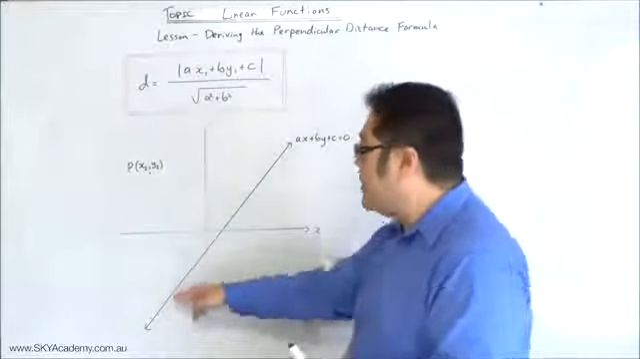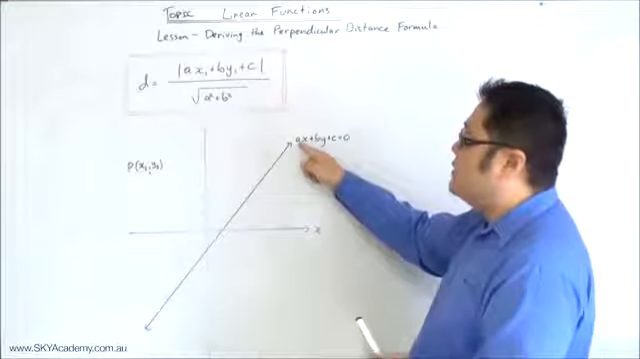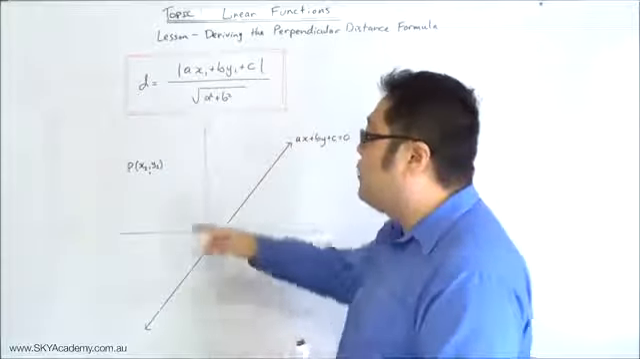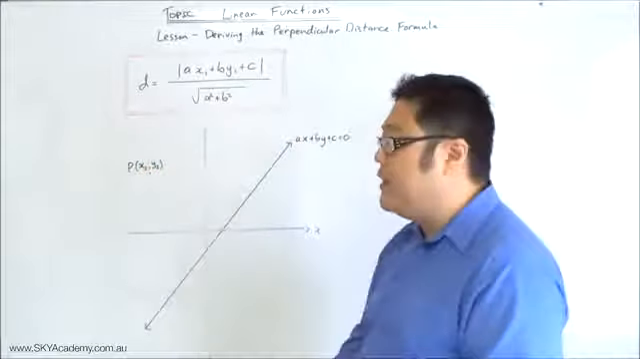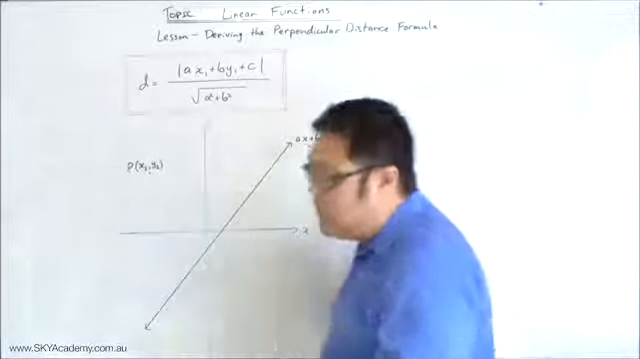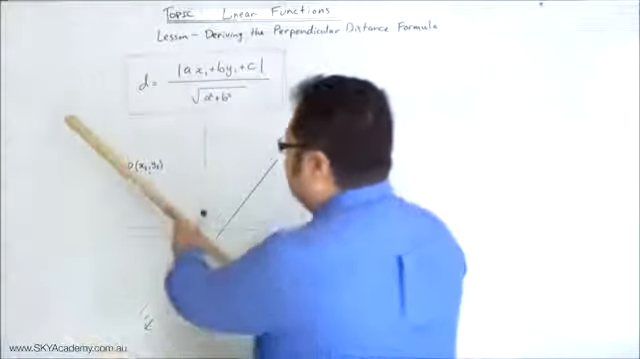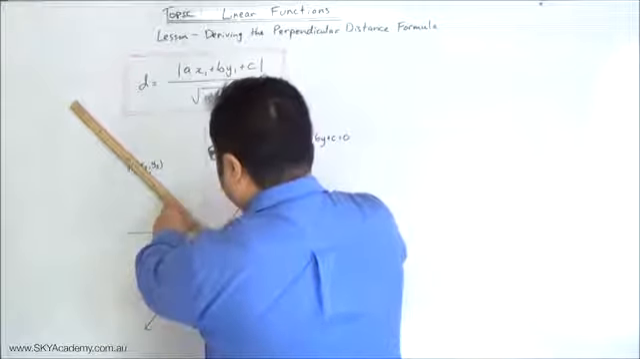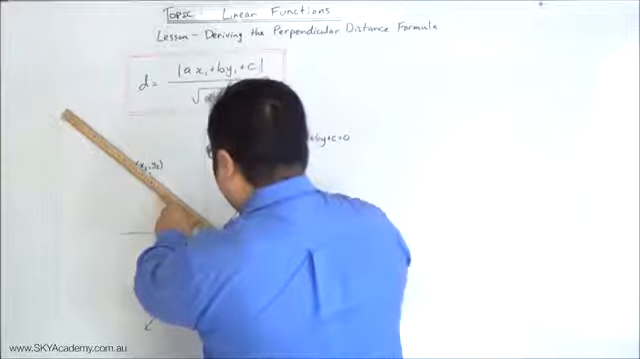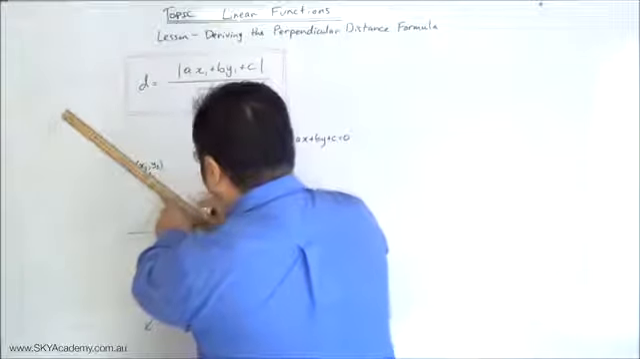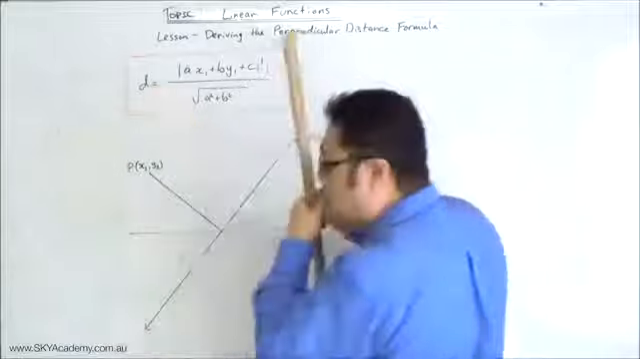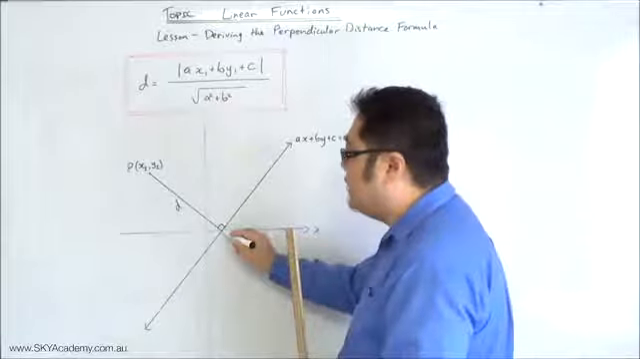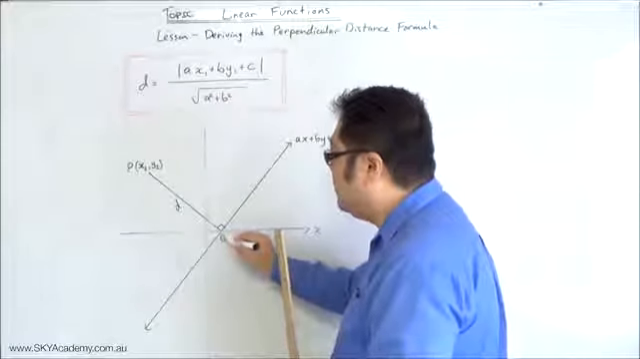Say you've got a straight line, and that straight line has the formula ax plus by plus c equals 0. You have a point which is x1, y1, and what we want to do is work out the distance between P1 and the line, or the shortest perpendicular distance, which will be here. Let's call that the distance, and let's call that point here point Q, right?